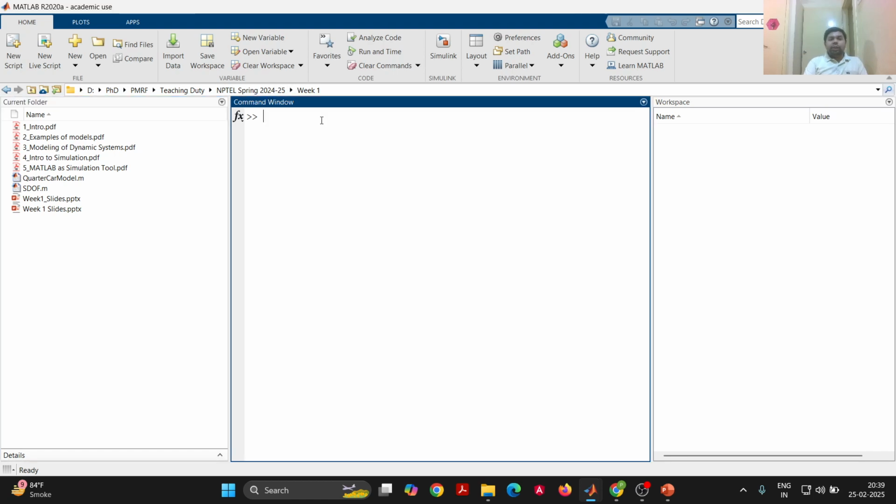If there is some MATLAB code outside that folder and it is not added to the MATLAB path, then MATLAB will not be able to find it. So you can also set the MATLAB path.